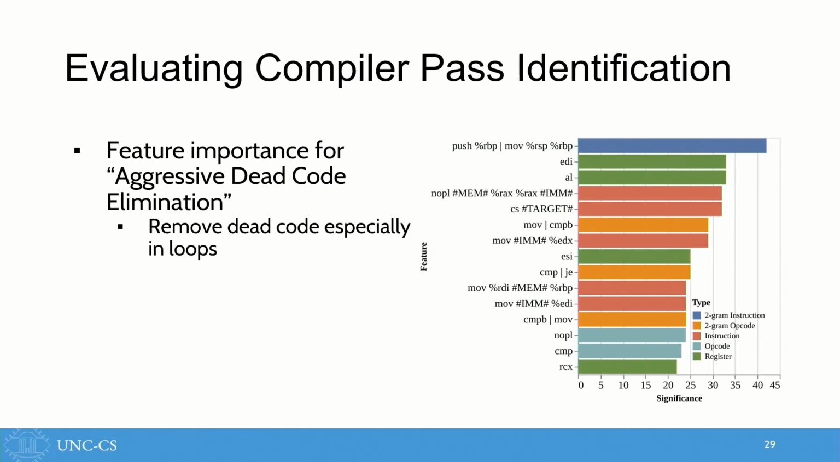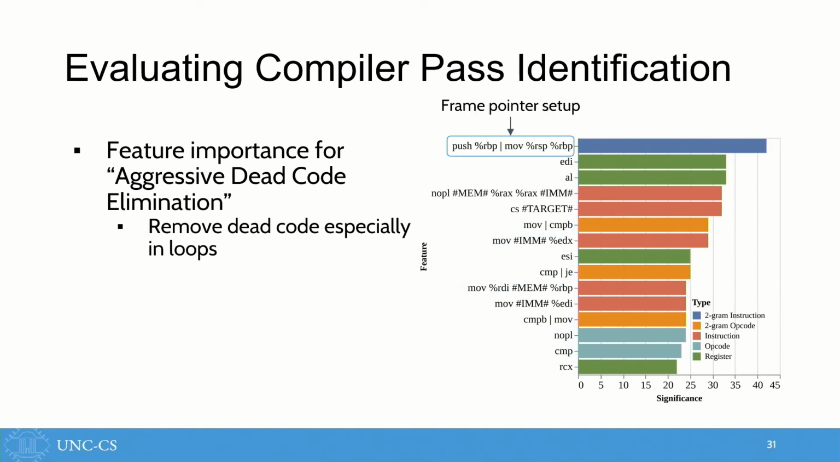Here we show the top features for the pass aggressive dead code elimination. We chose this pass because it is one of the dead code elimination passes, and its code comment in the LLVM source code is clear on what it does. It removes dead code, especially in loops. And we could support the claim, seeing that our classifier found four of the top features are compare instructions that are common in loops. This shows that our classifier picked up the behavior of the pass itself.